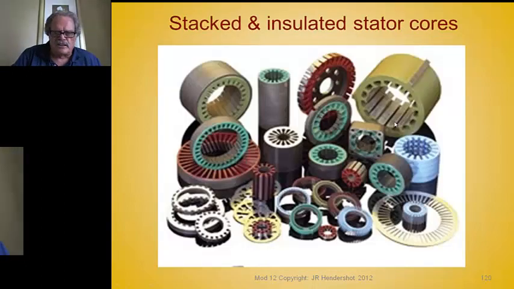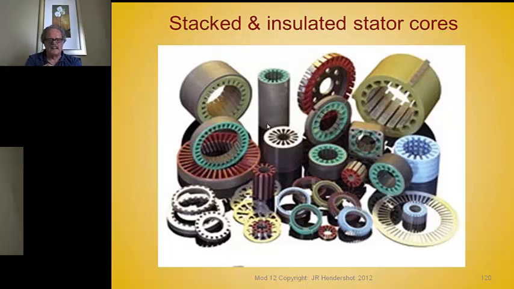Here's a picture of a whole bunch of cores that have been stacked different ways. Some are welded, some are bonded, and some are insulated in different ways. This is a case where you make an insulated end board to insulate the end of the core. You see one mounted here. And these colored ones are cores that are insulated with an epoxy coating material, which is a 3M product. That's a very good way to insulate a core.